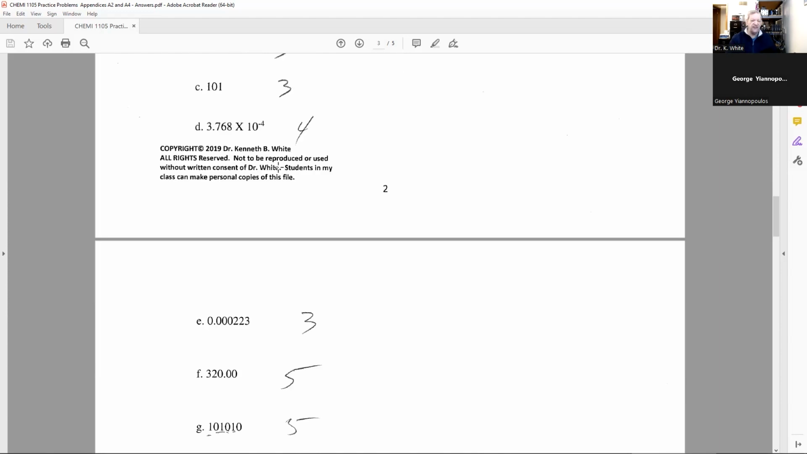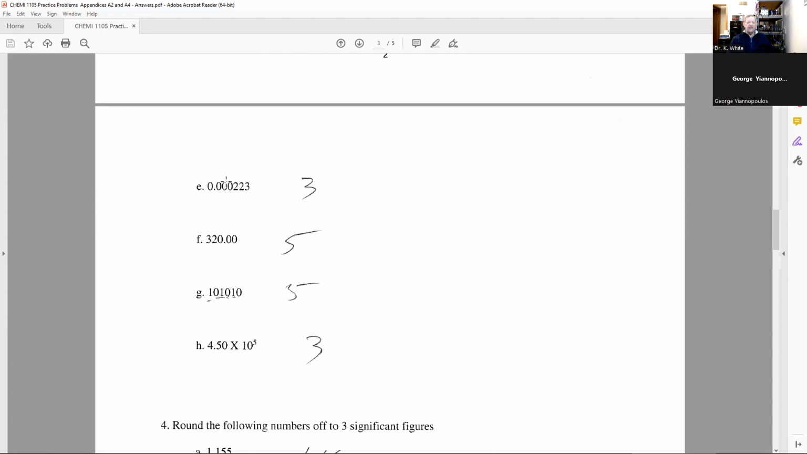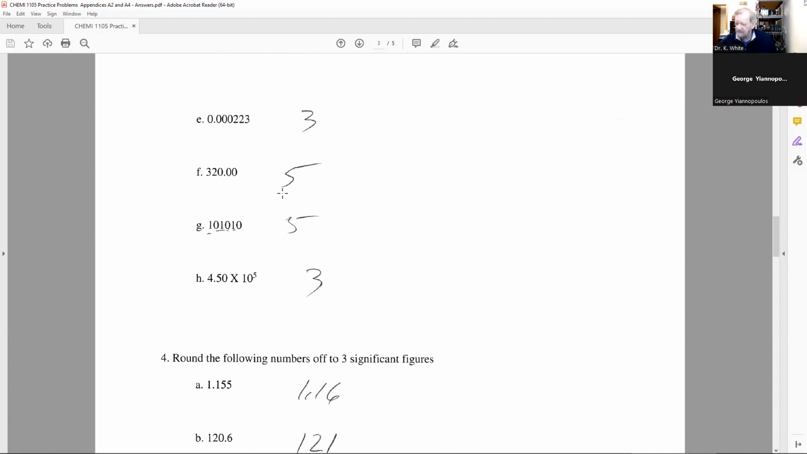Now in scientific notation, you ignore the 10 to the minus or plus n. You just use this number. Therefore, all non-zero numbers are significant. 1, 2, 3, 4. Lead zeros are not significant. Non-zero numbers are 1, 2, 3, 3 significant figures.